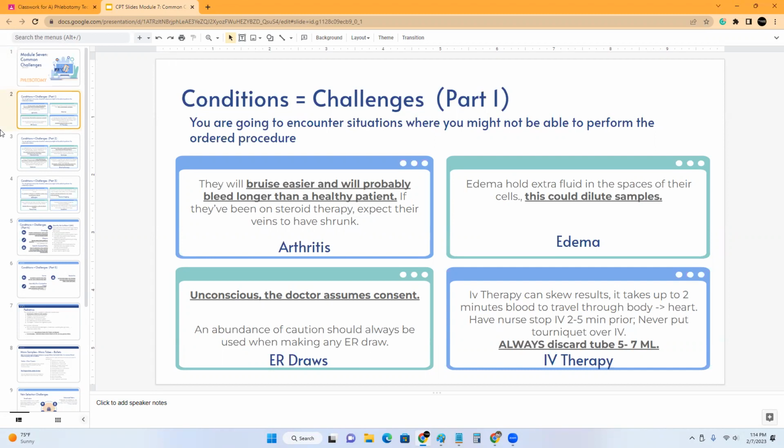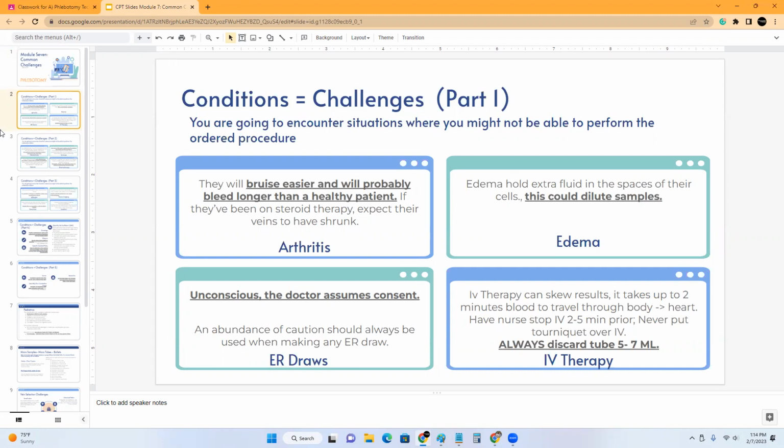IV therapy, make sure that there's a discard tube of 5 to 7 mLs before drawing your actual specimens. What this means is draw a discard tube before your actual specimens are done. That discard tube does get thrown into the sharps container and disposed of. It is not used for any tests.